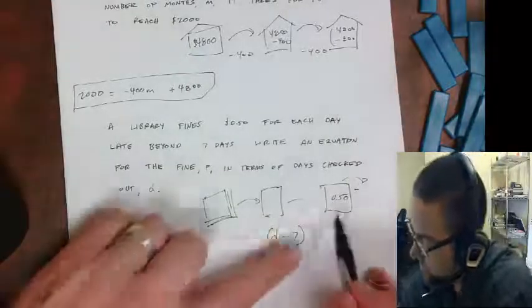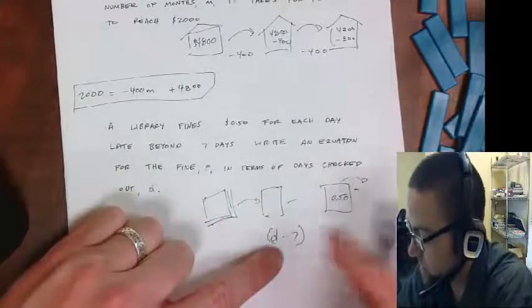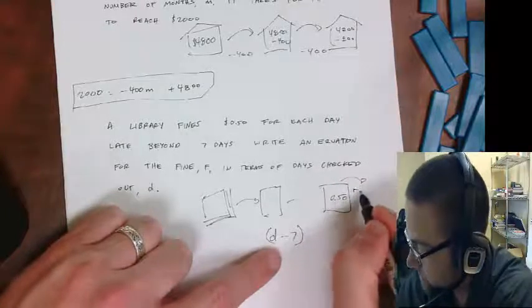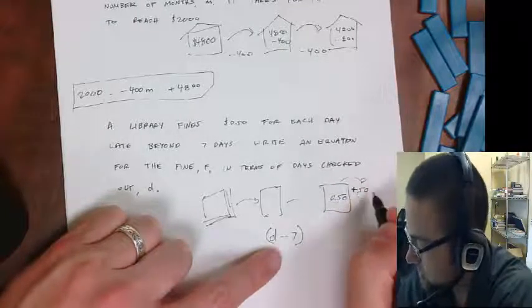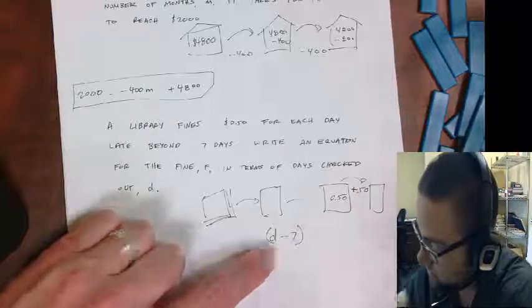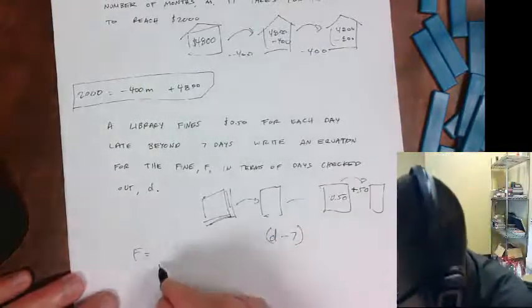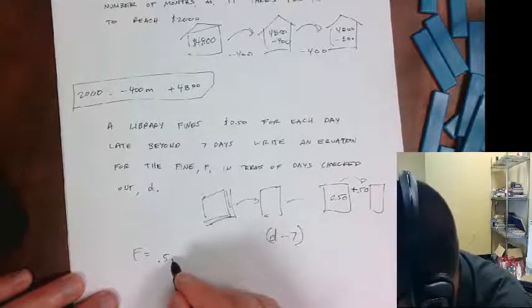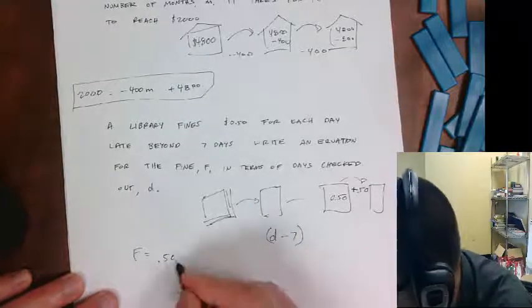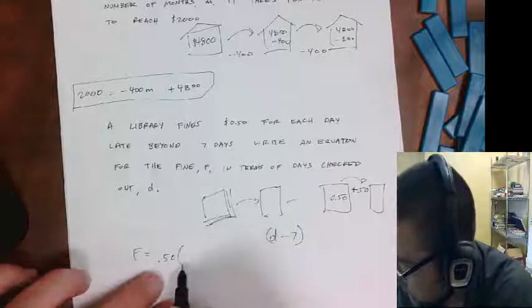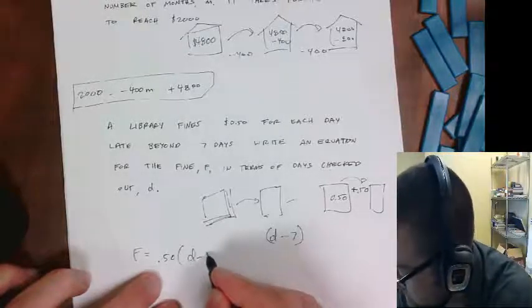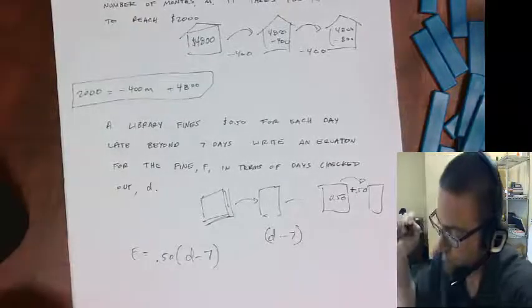Okay, so after we hit day 7, then it's going to repeatedly add 50 cents each day. So plus 50 cents, plus 50 cents, plus 50 cents. So that's multiplication, right? Repeatedly adding 0.5. So it's going to be 0.5 times, or 0.50, whatever, times the number of days past 7. So D minus 7. Okay.